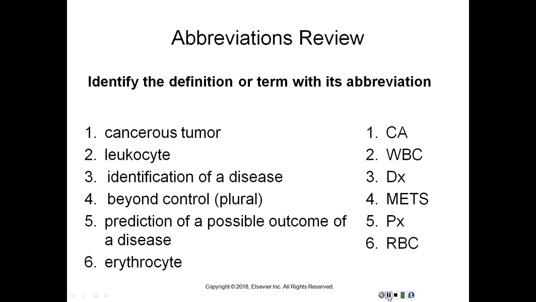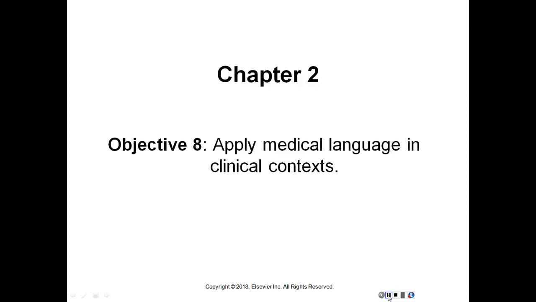They want the plural form of the term that means beyond control, which is metastases, which is METS, M-E-T-S, all caps. The prediction of a possible outcome of a disease is the prognosis, capital P, lowercase x. And then an erythrocyte is a red blood cell, or RBC, all caps.